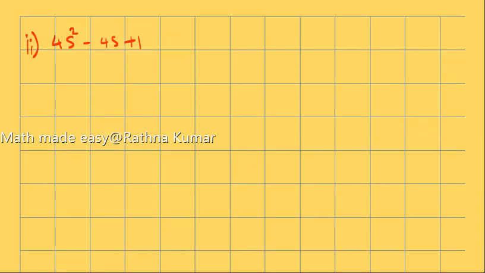The second one is 4s square minus 4s plus 1. Let p of s be equal to 4s square minus 4s plus 1. For this there is no need to do splitting of middle term. We can directly do this using a formula. We can write it as 2s whole square minus 2 into 2s plus 1 square.